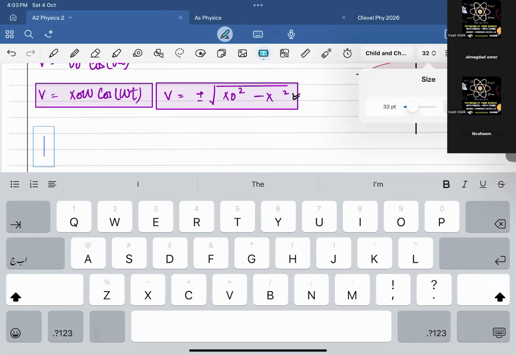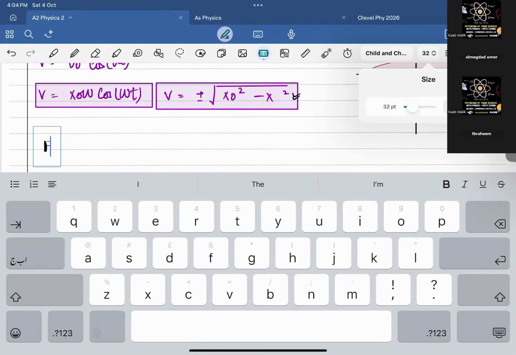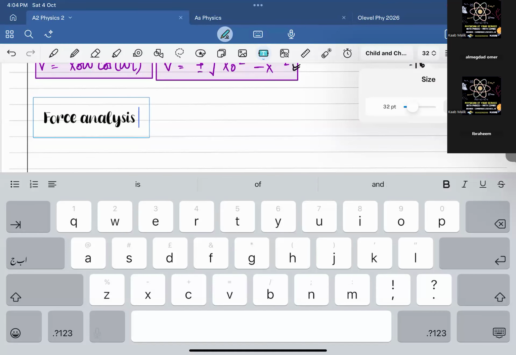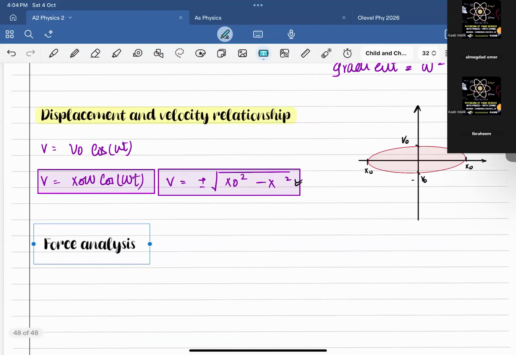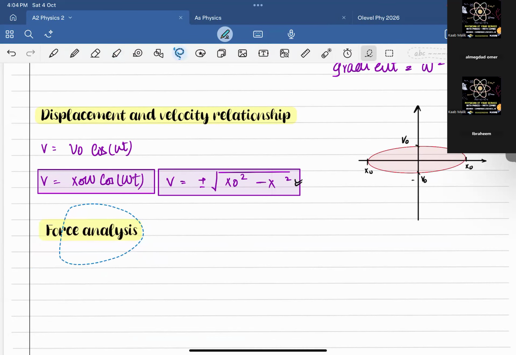Force analysis. So in force analysis, you again have to consider a simple harmonic motion.